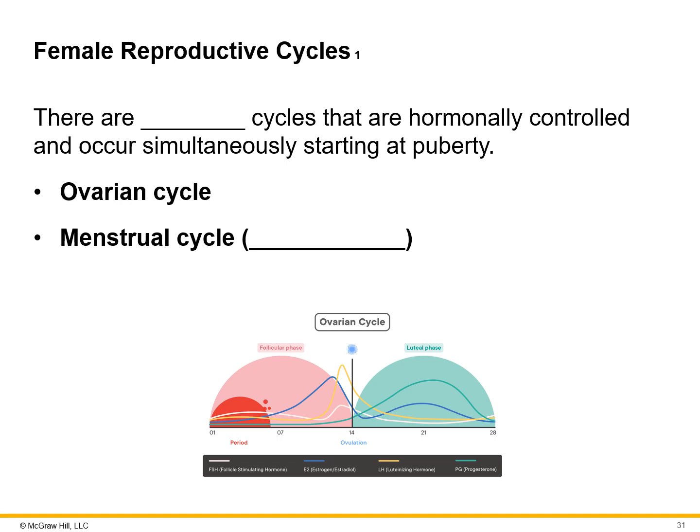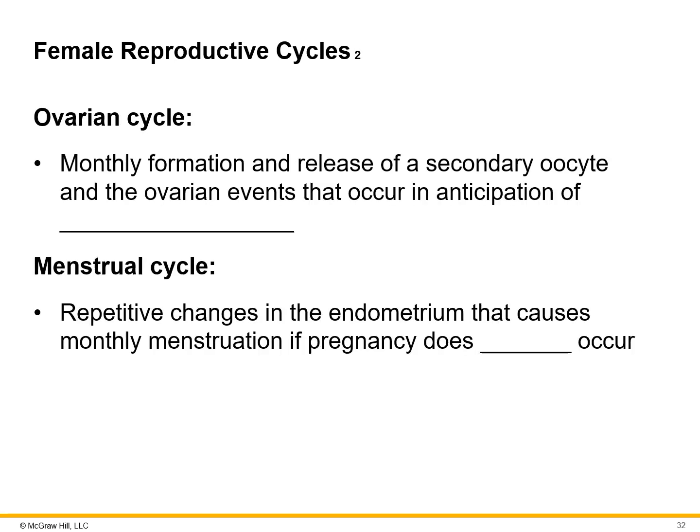So there are two different cycles of hormones. They're hormonally controlled and they occur simultaneously starting at puberty. One, we have the ovarian cycle, and two, we have the menstrual cycle, or the period. The ovarian cycle is the monthly formation and release of a secondary oocyte, or beginnings of the egg, and the ovarian events that occur in anticipation of pregnancy. The menstrual cycle is the repetitive changes in the endometrium that cause monthly menstruation or bleeding if pregnancy does not occur. So the difference is that the ovarian cycle is what's happening in the ovaries every month, and the menstrual cycle is what's happening to the endometrium, or the uterine lining, every month.